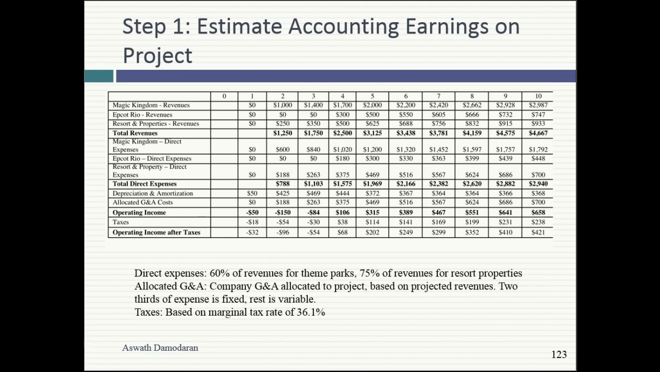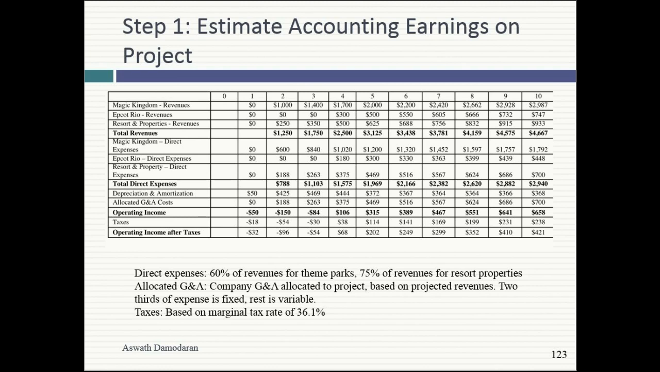So I got my revenues. What's the next step? I have to estimate my expenses. I started off estimating my direct expenses of running the theme parks. These are all the people you see in the theme park cleaning up after you, maintaining the theme park. And I set those at 60% of the revenues at the theme park. You're saying, why 60%? Because that's what it is at the other theme parks right now. Again, could it be different in Rio? Absolutely. And for the resort properties, I set the expenses at 75% of revenues because, again, that's what they're making on their resort properties right now.